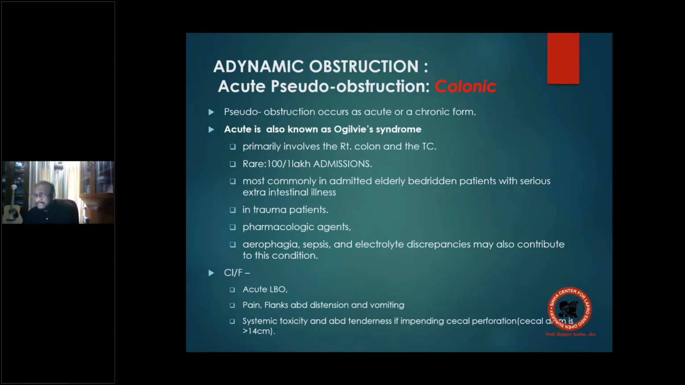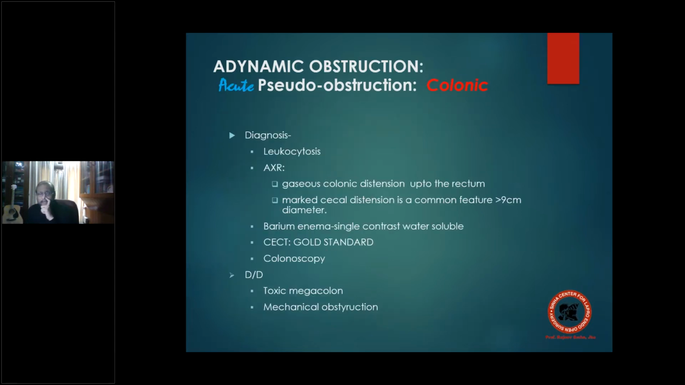And when you suspect the patient is going to have a cecal perforation, when you find that the transverse diameter of the dilated cecum is more than 14 centimeters, be sure that this cecum is going to perforate, right? The diagnosis of acute pseudo-obstruction or Ogilvie syndrome: leukocytosis. On X-ray, gaseous colonic distension up to the rectum, as opposed to paralytic ileus, where it is primarily small bowel. Marked cecal distension, I just now told you.